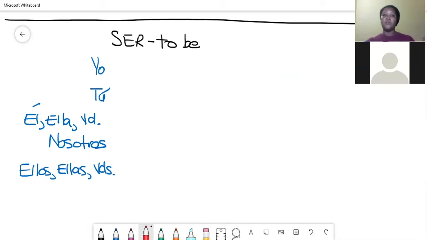Now, because ser is completely irregular, I'm just going to write the conjugation. Now, when it comes to your irregular or your criminal verbs, you cannot second guess them. You can't pin them down to a pattern. You simply have to study them. You have to just know this is how they're conjugated, and that's all there is to it.